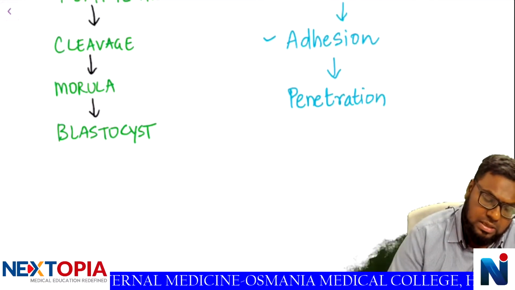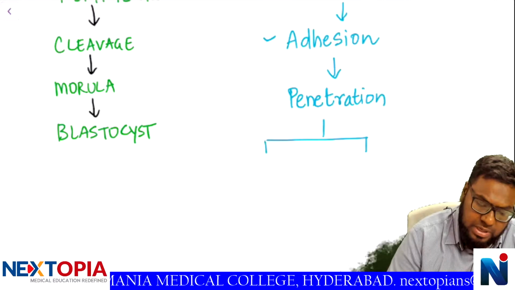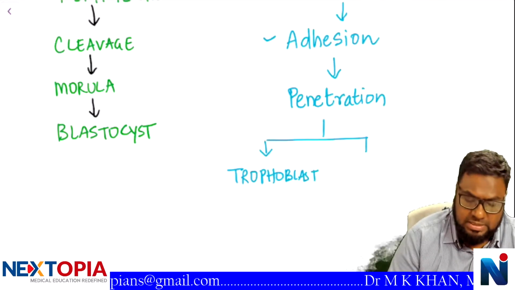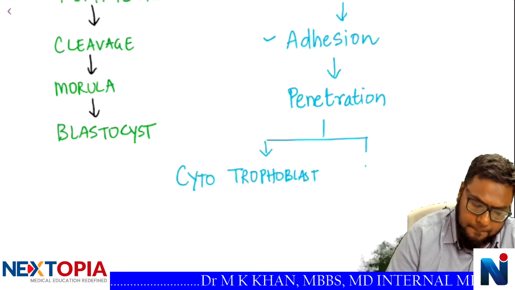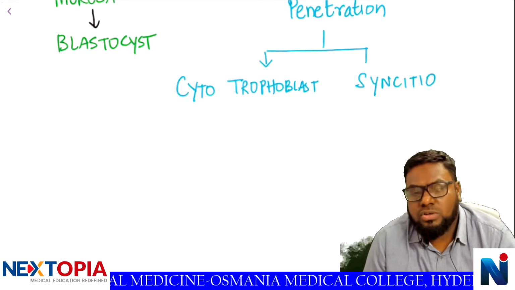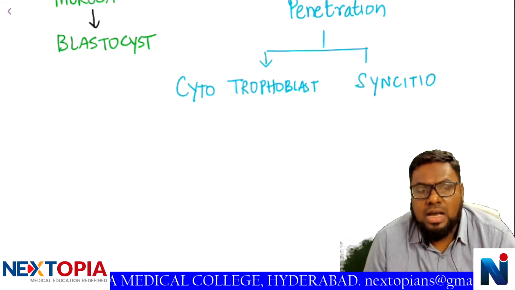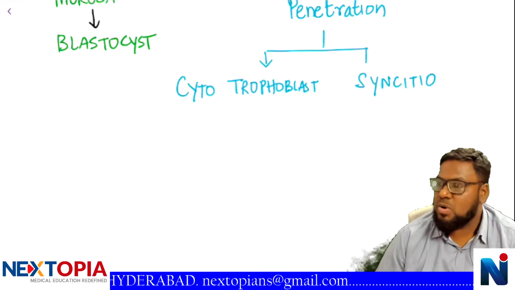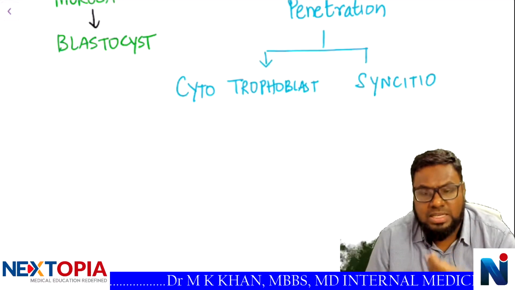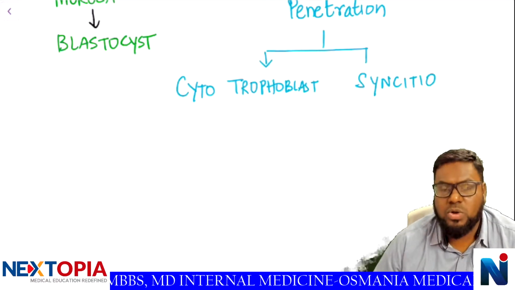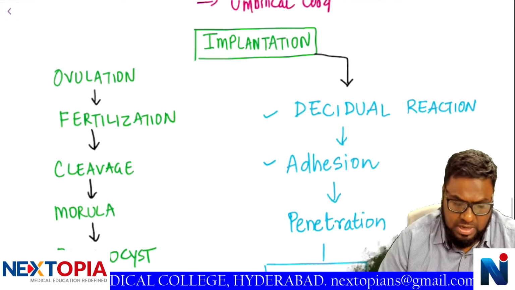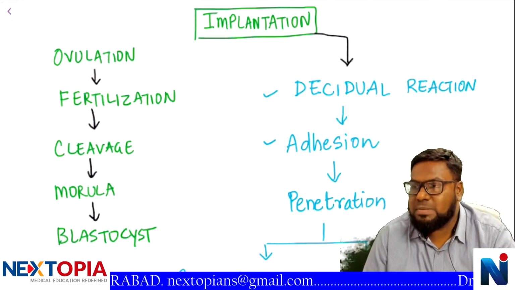After that, there is differentiation into the trophoblast, that is, the cytotrophoblast and the syncytiotrophoblast. So formation of cytotrophoblast and syncytiotrophoblast occurs. After this, small spaces, the lacunar spaces, are formed in the syncytiotrophoblast, and chorionic villi are formed. So this is what marks the important steps in implantation.